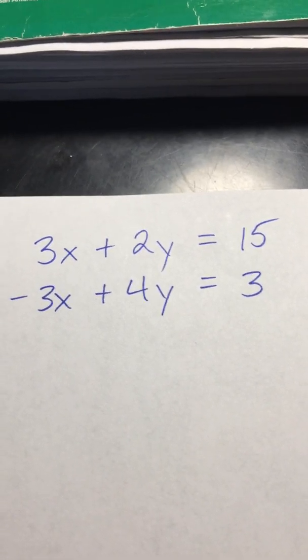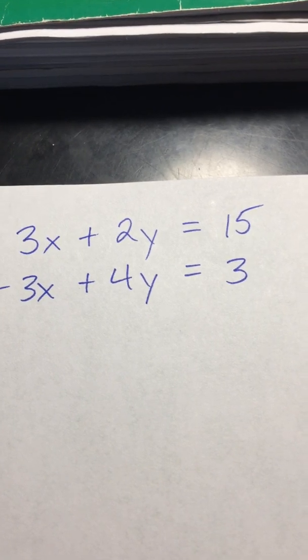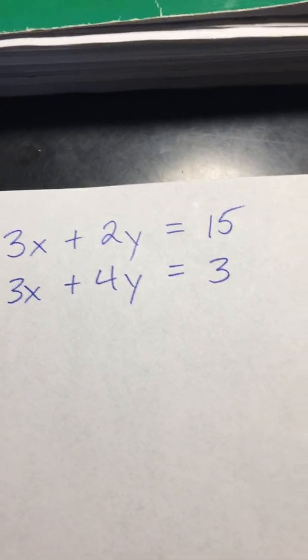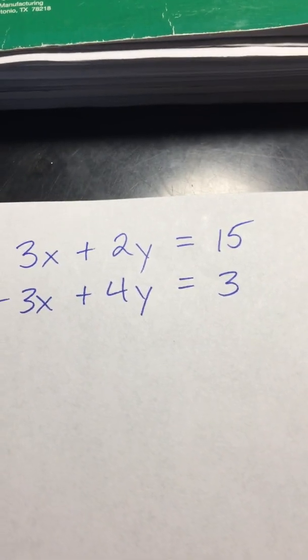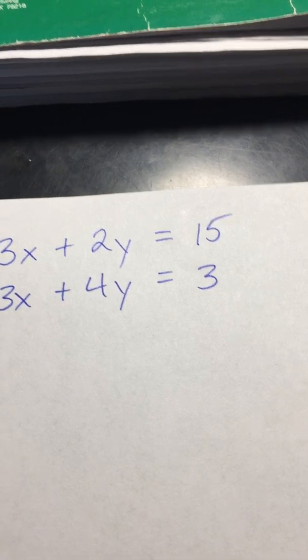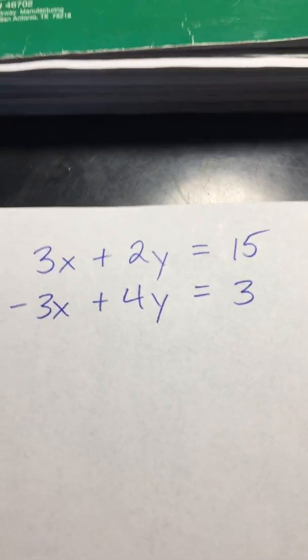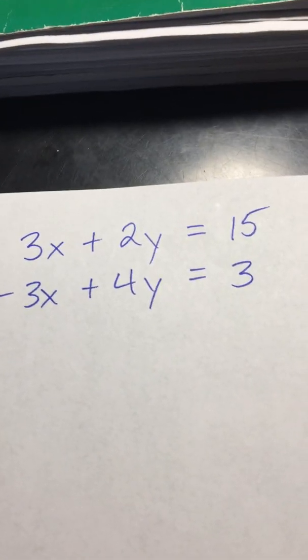We are again solving systems of equations, which is where we have more than one equation on a graph, and we're looking to see if the two lines intersect, because if they intersect, that point is a solution to both lines, and so that point would be the solution to the system of equations. If they don't intersect and are parallel, then there is no solution to the system, and of course if the two lines are on top of each other, there are an infinite number of solutions.